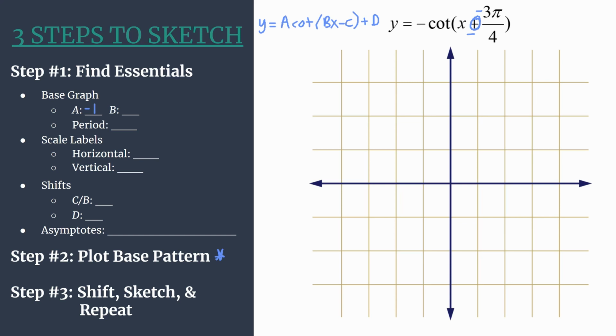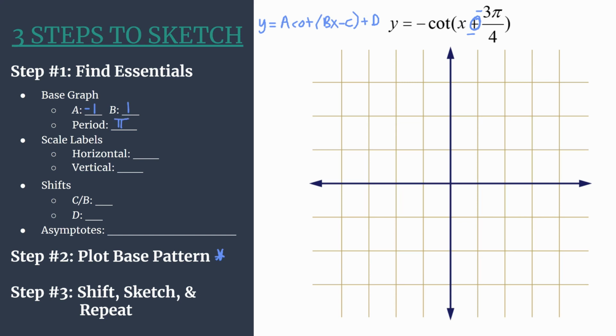Okay, b is the coefficient in front of x, an understood 1. That tells us we'll have one cycle of our graph happening between 0 and pi. That's a nice thing to double check at the end if you'd like. And we also use that to find our period. So for any cotangent graph, our formula for finding the period is pi over b. So in this case, that's pi over 1, or just pi. That's the length of one horizontal cycle.